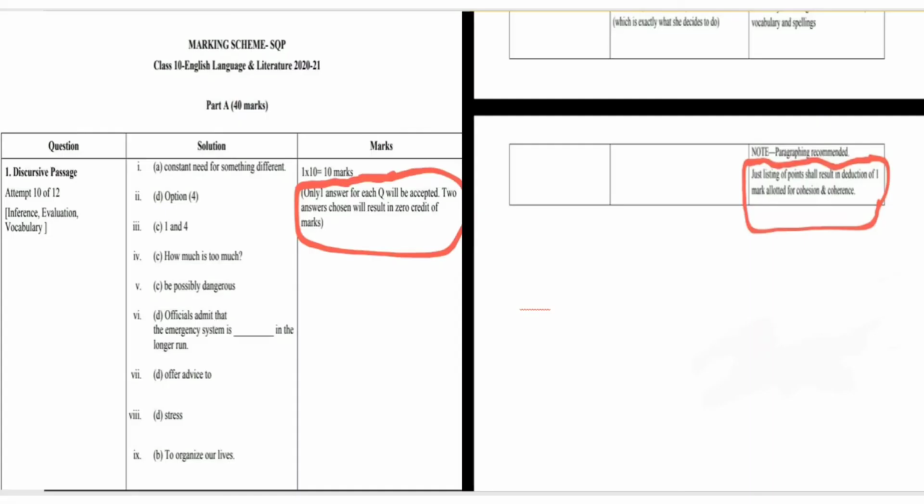Now children, you can very clearly see under the marking scheme provided by the CBSE board, I have highlighted the very important point which they have mentioned. They have said that under the questions which have options, you have to select only one option, children. Strictly you have to select only one option. I have marked it there with red color.